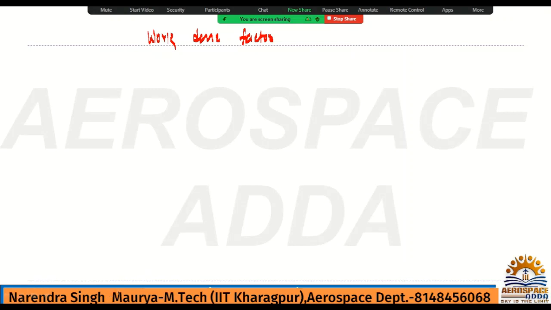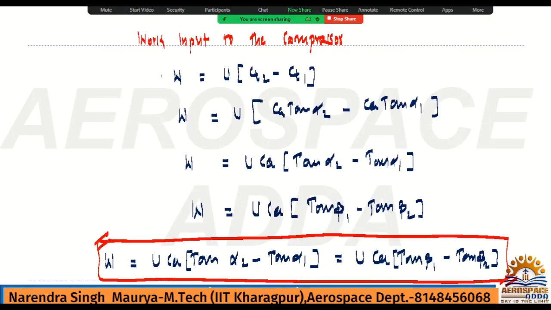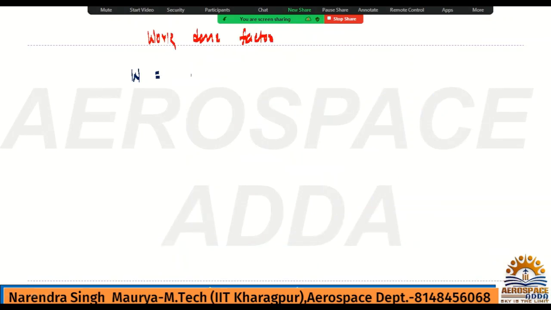The thing is I don't want to go into that because again it will become lengthier, so I don't want that actually. But anyway, I will explain it to you, don't worry. If you write W, what is the formula here? Okay, it is U CA tan beta 1 minus tan beta 2. Just listen carefully, it will be clear within 4 or 5 minutes.